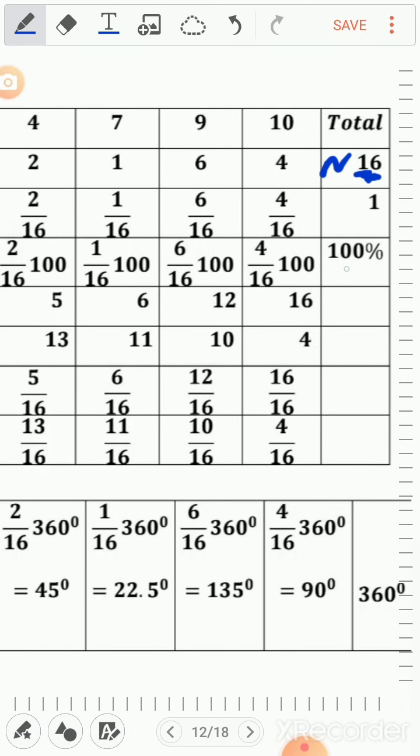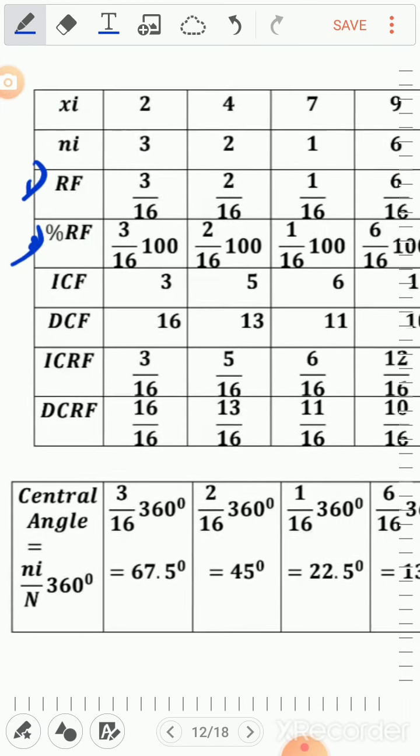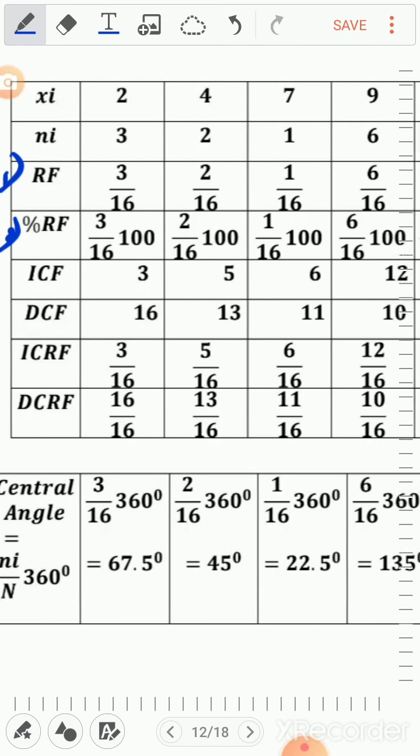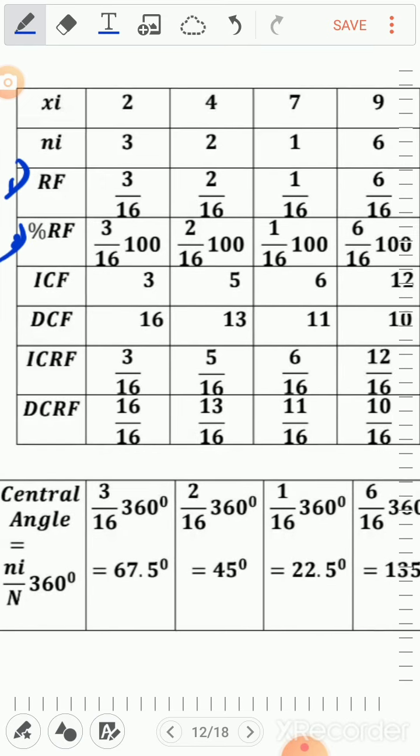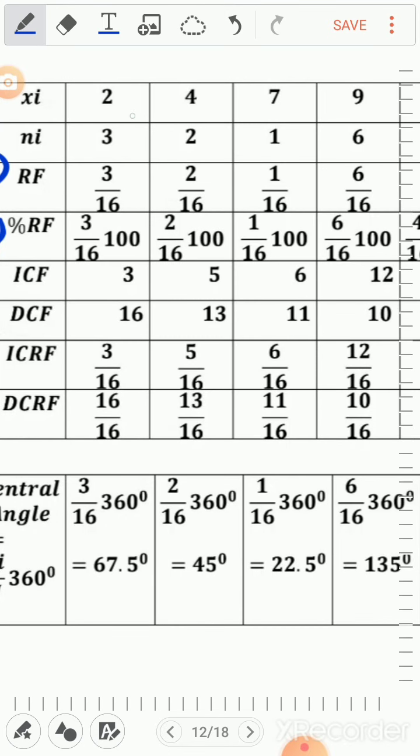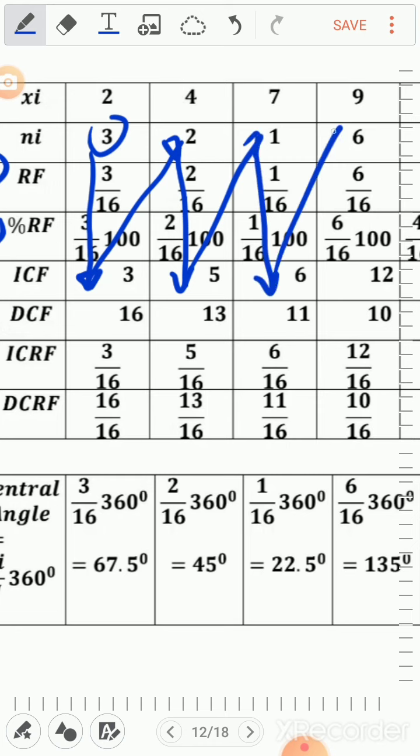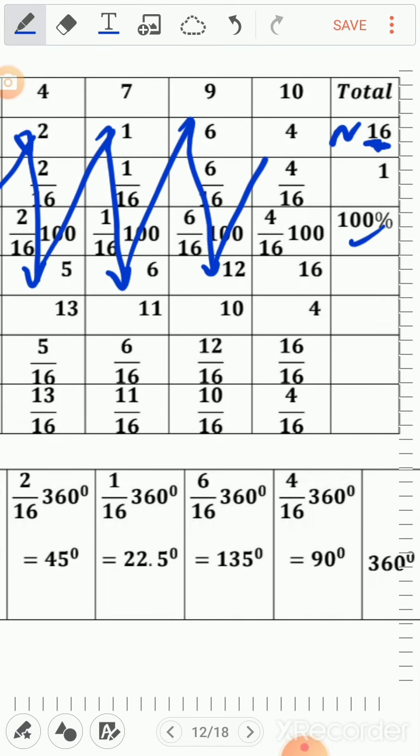Is 100%. Now increasing cumulative frequency. We set this 3 here, then we add 3 plus 2 becomes 5, then we add 5 plus 1 becomes 6, we add 6 plus 6 becomes 12, we add 12 plus 4 becomes 16. 16, the last one, is the size of the population.